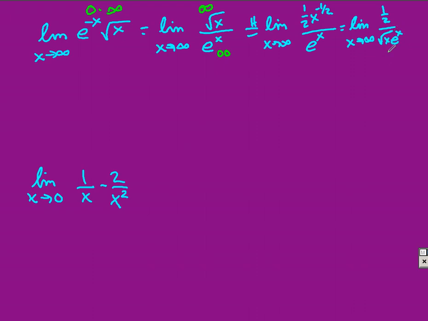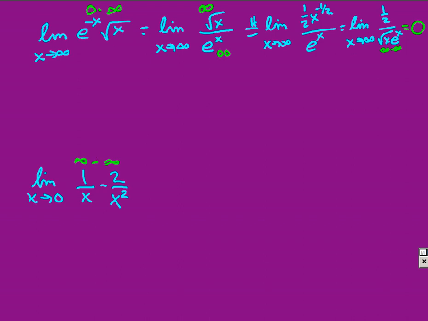Now if I plug in here, this becomes infinity, this becomes infinity, this is just some number. Infinity times infinity on the bottom is still infinity, so I have 1 over infinity, which gives me 0 as an answer. Now let's look at this one over here. I have 0 here. 1 over 0 is infinity. 2 over 0 squared is still infinity, so I got infinity minus infinity.